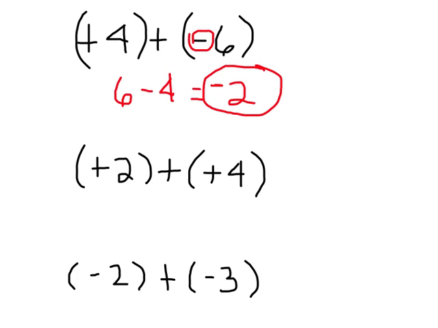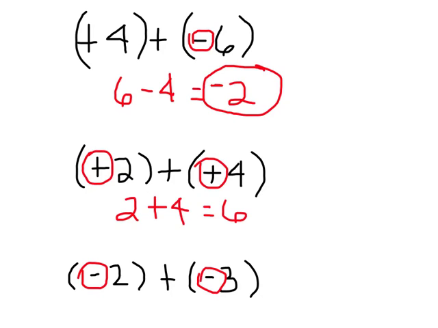Alright, in this one we have like signs, both are positive, so it's an addition problem. So I'm going to say 2 plus 4 equals 6. In this one, we also have like signs. They are both negative signs, so it's an addition problem, and I'm going to say 2 plus 3 equals 5. Both numbers are negative, so I'm going to keep that negative sign. It's going to be negative 5.